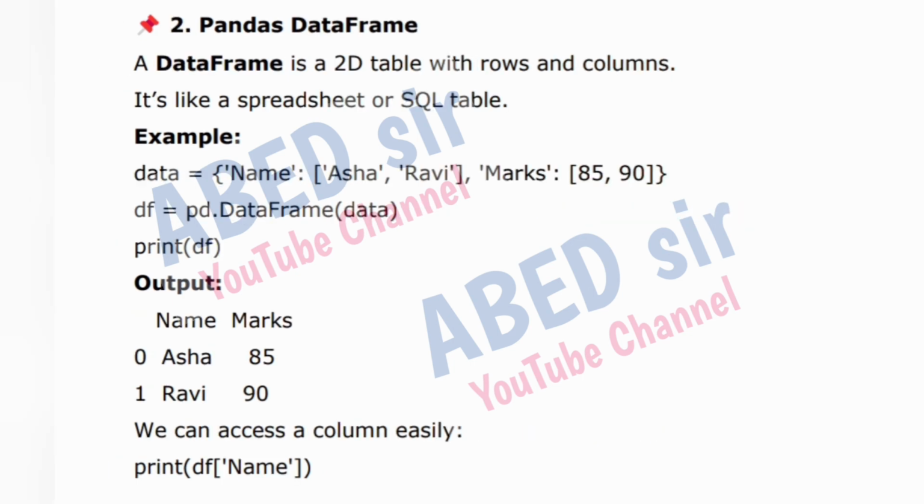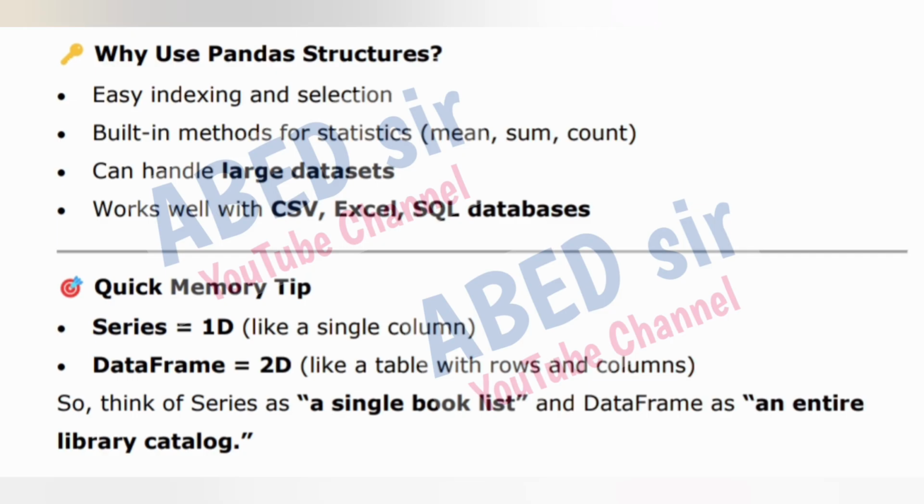2. Pandas DataFrame. A DataFrame is a 2D table with rows and columns. It's like a spreadsheet or SQL table. Example: data = {'Name': ['Asha', 'Ravi'], 'Marks': [85, 90]}. df = pd.DataFrame(data). Print df. Output: Name, Marks; 0 Asha 85; 1 Ravi 90. We can access a column easily: print(df['Name']).